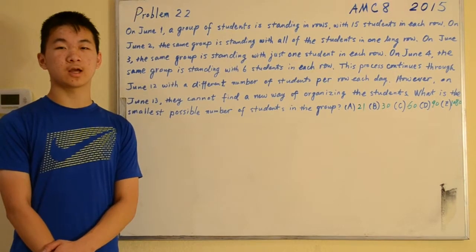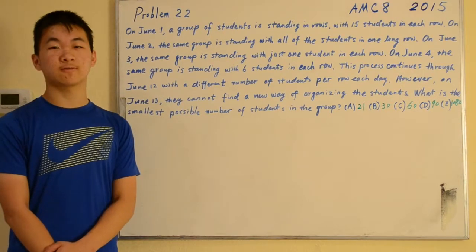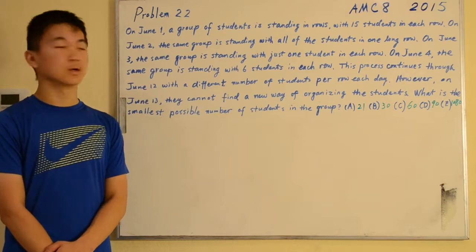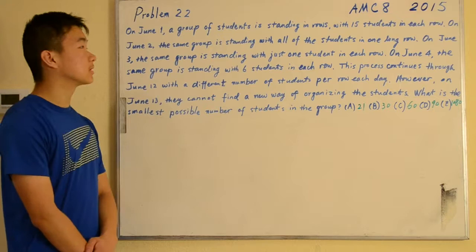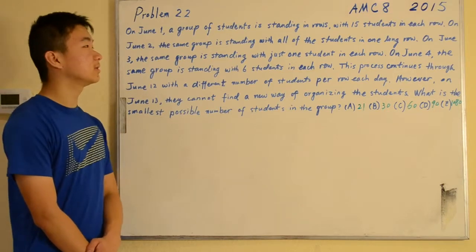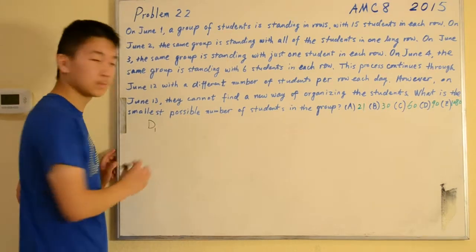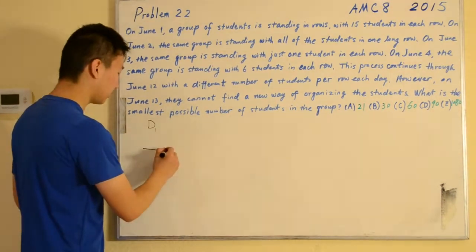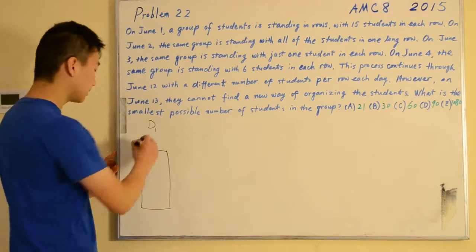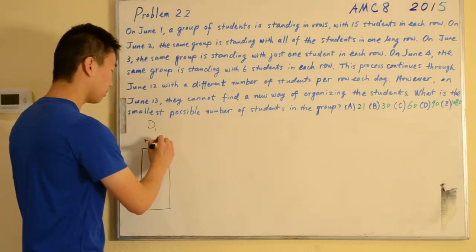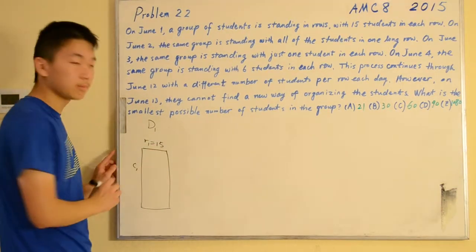Hi, I'm Oliver Jiang, and today I'll be showing you how to solve problem number 22 from the 2015 AMC 8. So the problem reads, on June 1st, a group of students is standing in rows with 15 students in each row. So on the first day, the students are standing in some sort of formation, and in each row there are 15 students, and there is some number of rows.